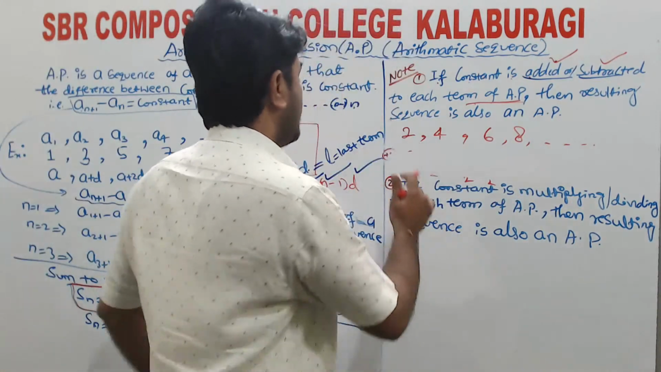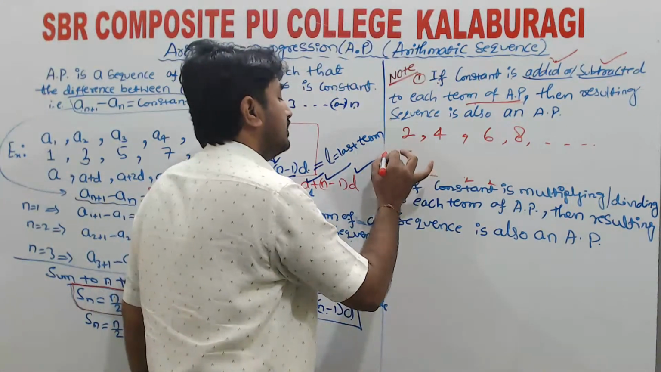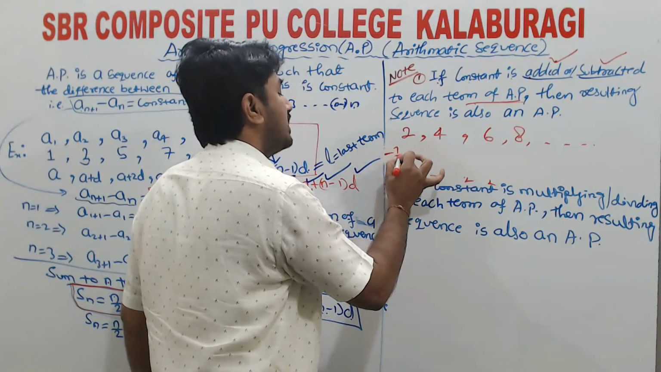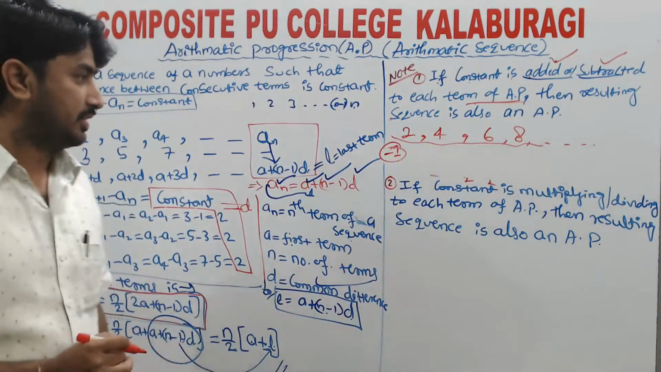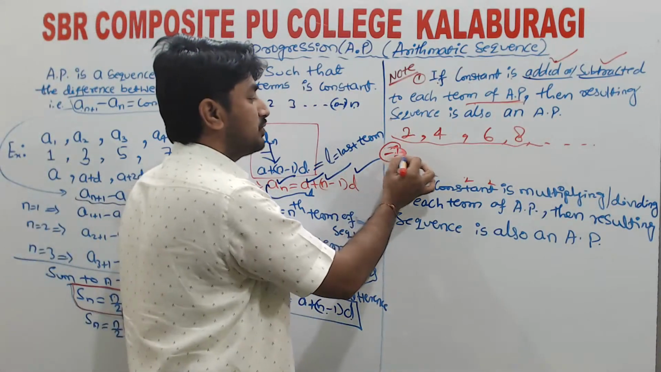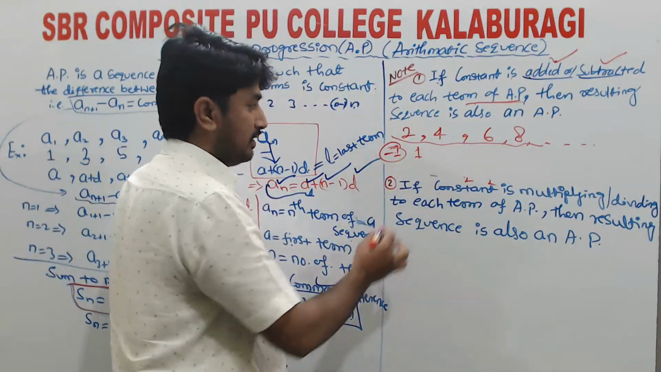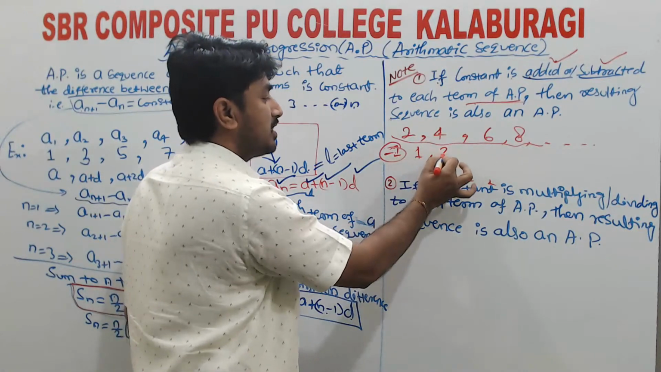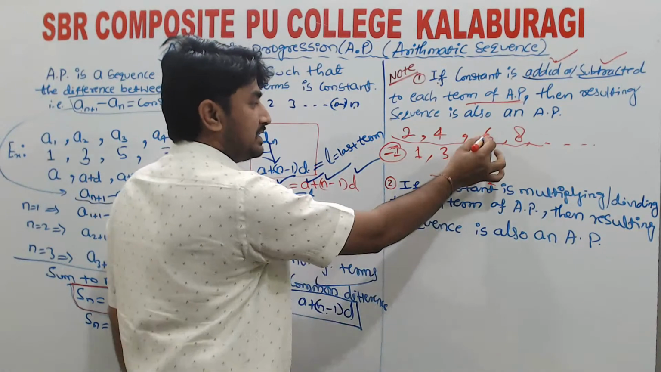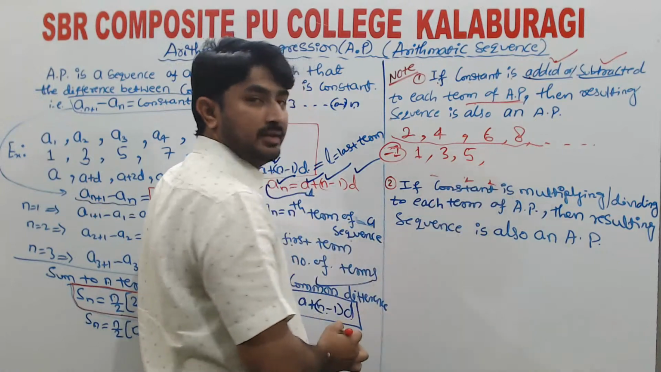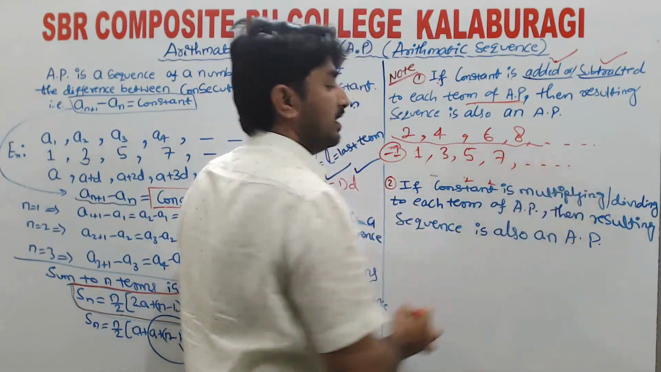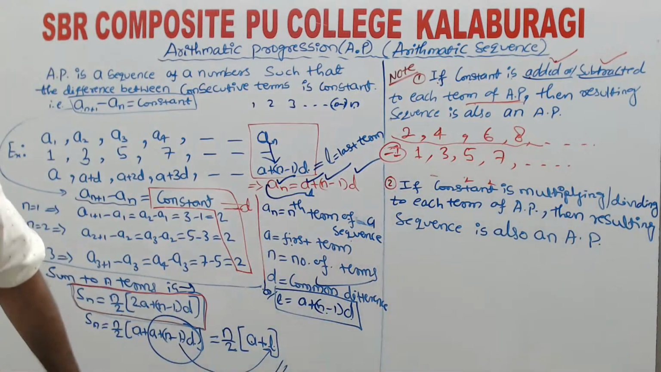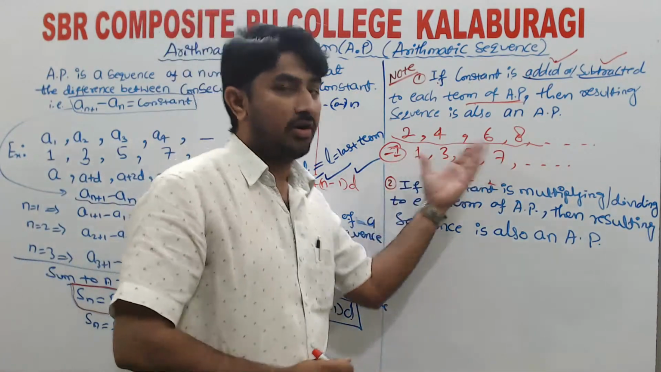And now subtracting the same number from each term. Suppose I am subtracting 1 from each term of the AP. Here 2 minus 1 becomes 1, and 4 minus 1 becomes 3. Here 6 minus 1 becomes 5, and 8 minus 1 becomes 7, and so on. Check whether it is in the form of an arithmetic progression or not.